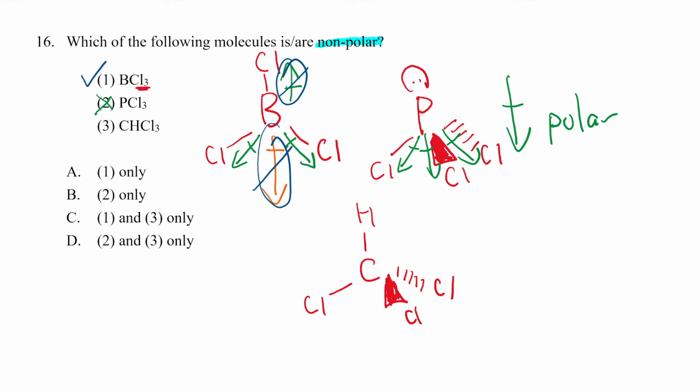But anyway, here, chlorine is the more electronegative atom, so the bond polarity will be facing the downwards direction. Carbon is a bit more electronegative than hydrogen, so for this also, the overall bond polarity of this molecule is downwards. So this is also polar. So our only answer for this should be A, option 1.